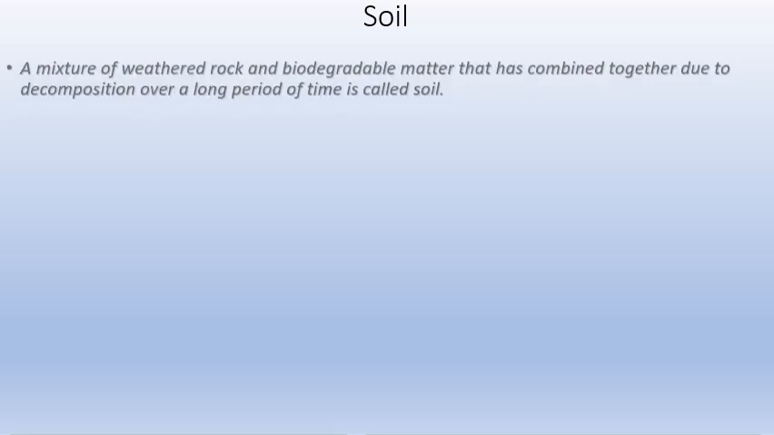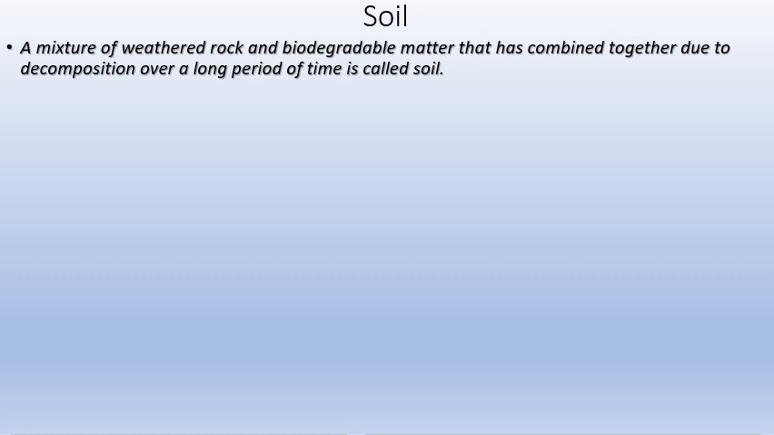So starting off with soil, it's a mixture of weathered rock and biodegradable matter. So you have to keep these two terms fixed in your mind. On one hand you have weathered rock, which is a huge piece of rock, a huge boulder which is broken down by moisture, or it's broken down by rainfall, or broken down by wind, or a change in temperature.